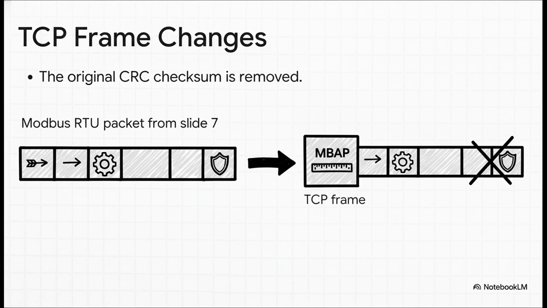First, that 16-bit CRC checksum, it's gone. And we'll see why in just a second. Second, a new header gets added, called the MBAP header. And this thing perfectly shows the protocol's evolution. Instead of relying on silent gaps in the conversation, this new header includes a length field that tells the receiving device exactly how long the message is. No more timing, no more guesswork.